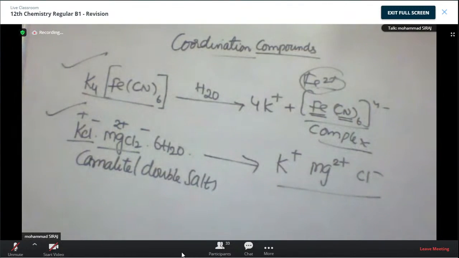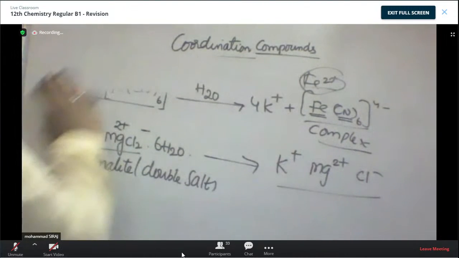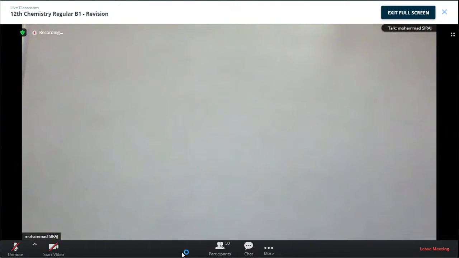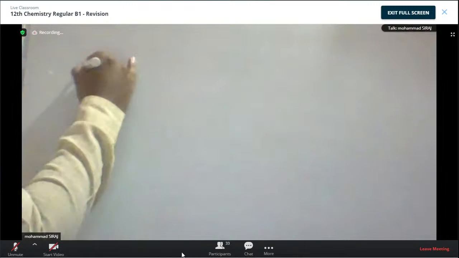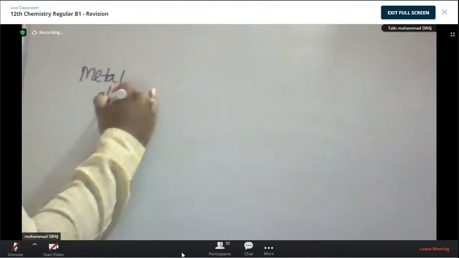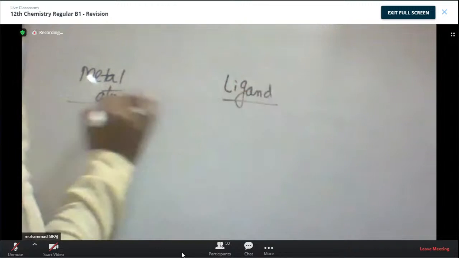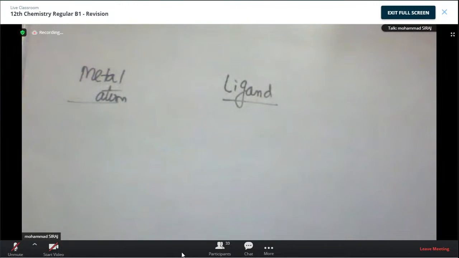Okay, next one. Now see here. Two important words you have to learn. One is the metal atom. One is the ligand. What is the difference between these two? What is meant by a metal atom and what is meant by a ligand? How do you classify a metal atom and a ligand?